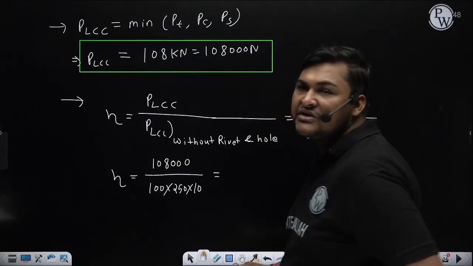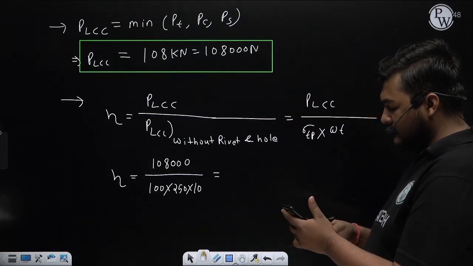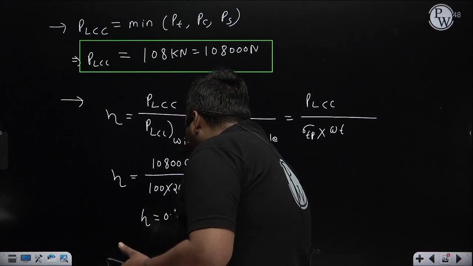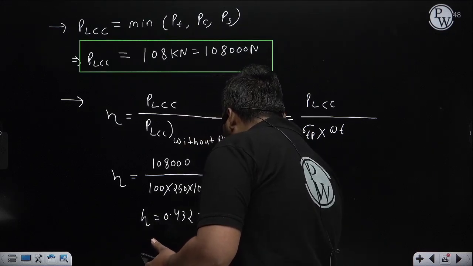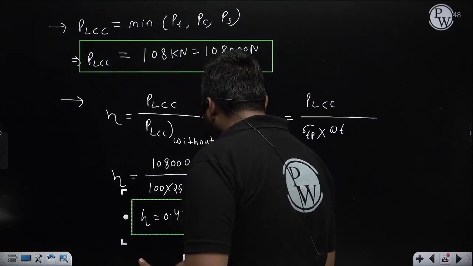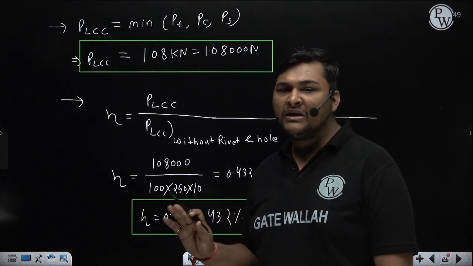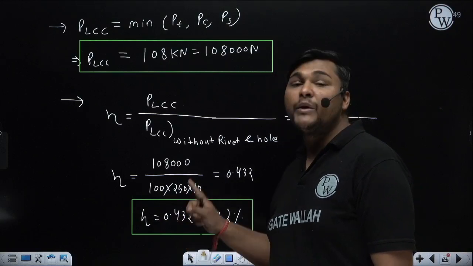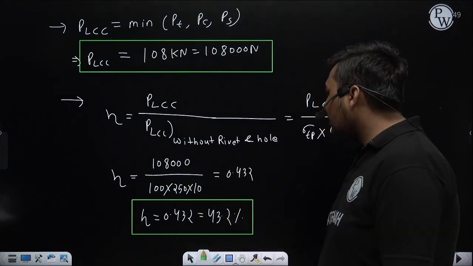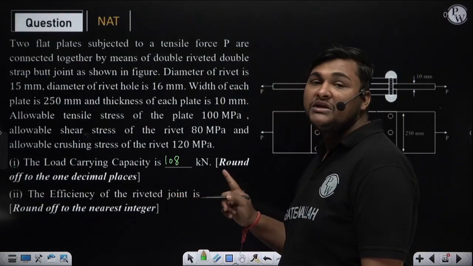So we'll get the value of efficiency of this riveted joint, and it is coming 0.432. So the efficiency of this riveted joint is 0.432. In percent it will be 43.2%. Whenever an NAT numerical answer type question is coming, see carefully whether the examiner is just saying efficiency or asking efficiency in percent. If the examiner is not asking in percent or nothing is mentioned, we have to give the answer in points, which is 0.432. If the examiner is asking in percent, then we have to put the answer 43.2%. So the efficiency of this joint is 0.432 or 43.2%. Right now we are asking in percent, so it will be 43.2%.